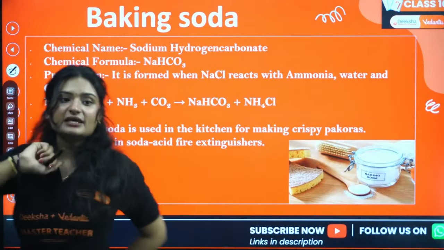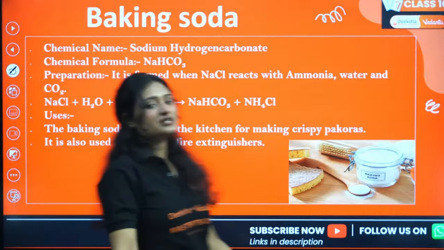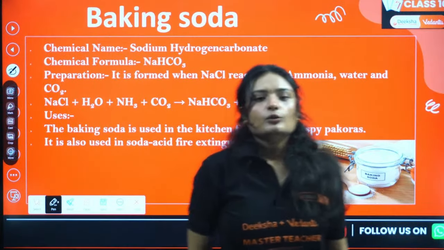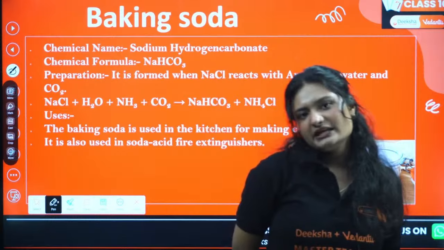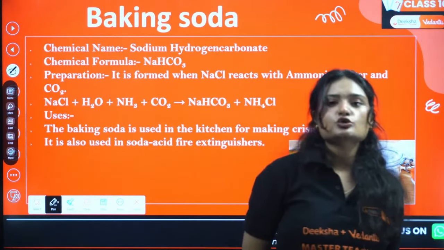Next one is baking soda. You have seen it. We have used it in our homes also, right? What is the chemical name of baking soda? Sodium hydrogen carbonate.